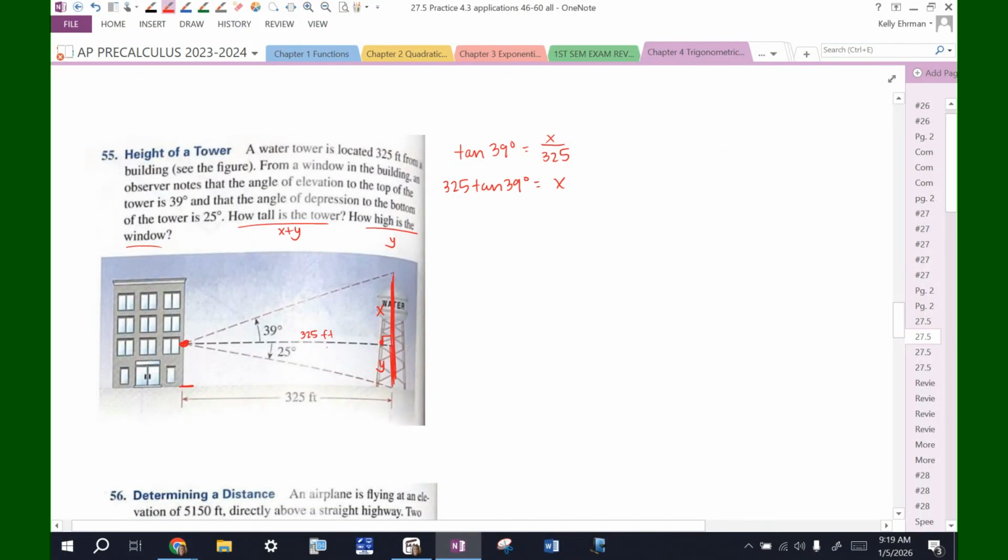And before I type that in, let's see what Y is. So Y would be the tangent of 25 degrees equals Y over 325. So Y is also 325 times tangent of 25 degrees. And I don't need to find these separately and round them, then add them together.